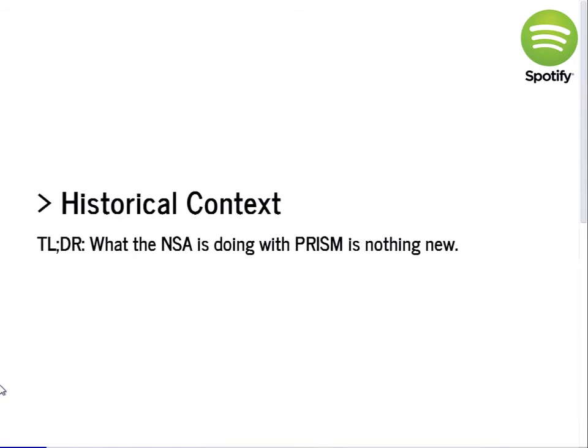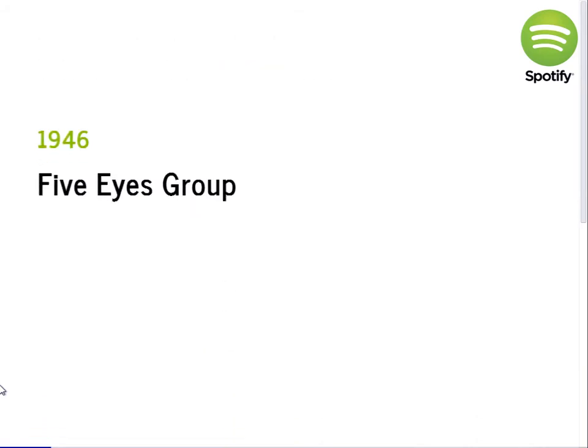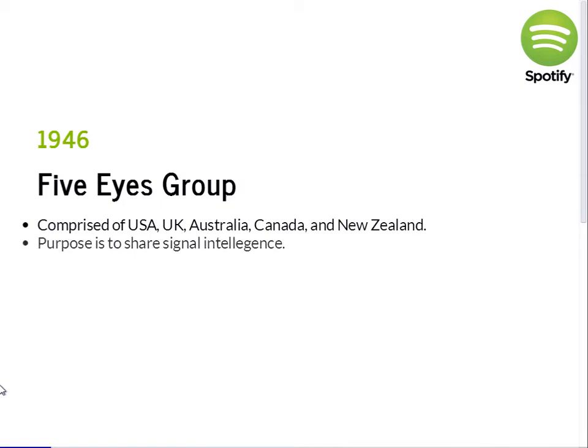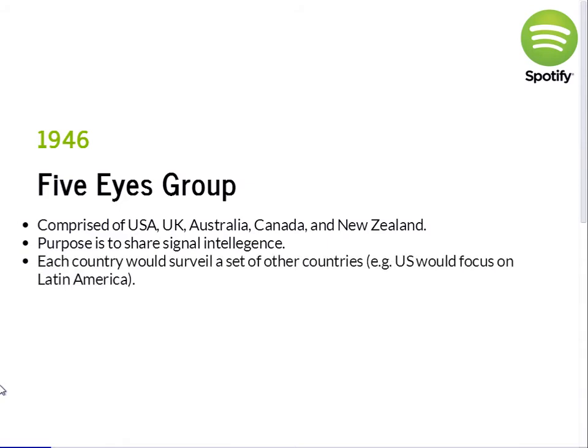All right, so we'll start off with a historical context. The TLDR: basically what the NSA is doing with PRISM is nothing new. Starting in 1946, we have the Five Eyes group. You might be familiar. It was comprised of the USA, the UK, Australia, Canada, and New Zealand. They share intelligence, especially signal intelligence, and each country would surveil a set of countries, like the U.S. would focus on Latin America and share it with Canada.